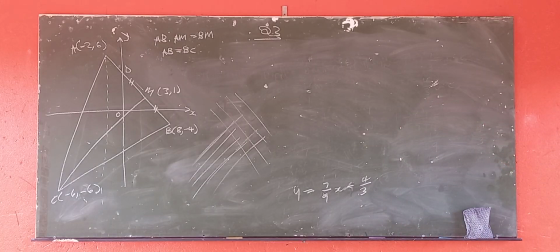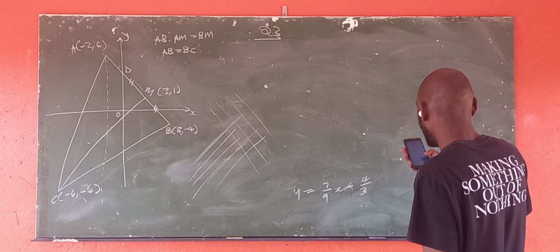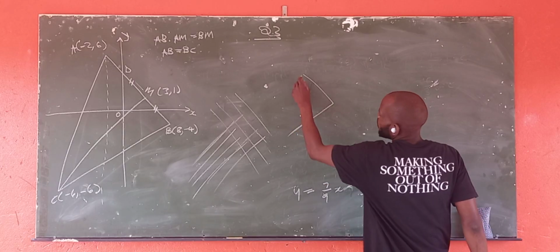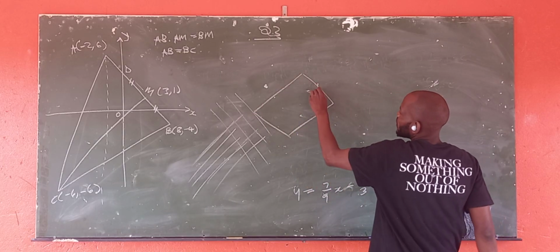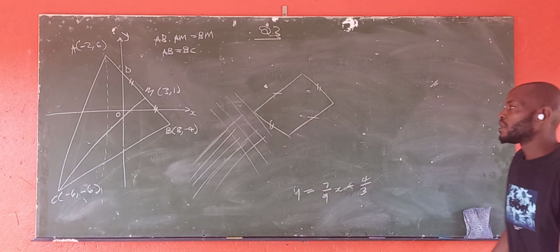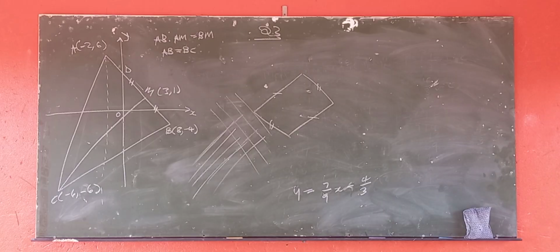Next question. If AEBC is a parallelogram and k is equal to minus 6, determine the coordinates of E. If it is a parallelogram, what do we know about a parallelogram? Well, this side is equal to this side and this side is equal to this side. Also we know that the sides are parallel.